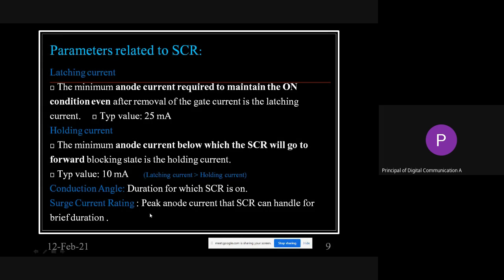Surge current rating. So surge current rating is again a parameter related to current, that is peak anode voltage, म्हणजे maximum anode voltage that SCR can handle for normal operation.